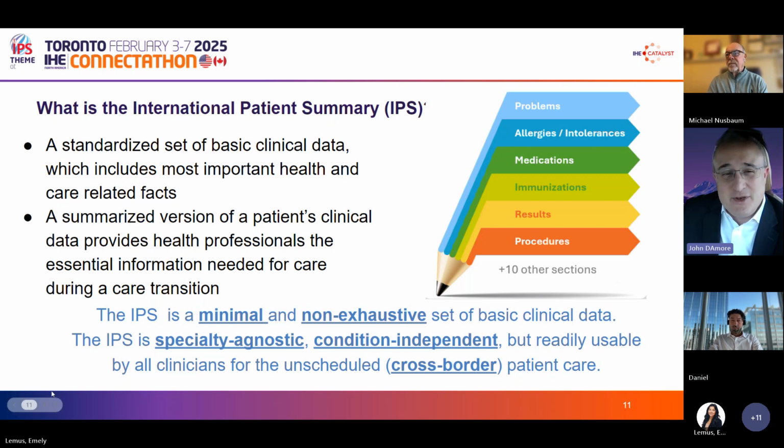In addition to those 16 sections that are profiled, you can also provide other data. So even though it's meant to be minimal and non-exhaustive, it's not a closed set. It does allow for adaptations to specific use cases. Next slide.